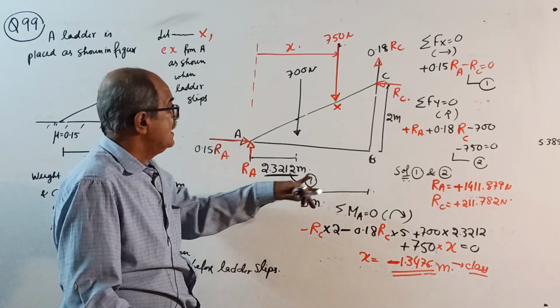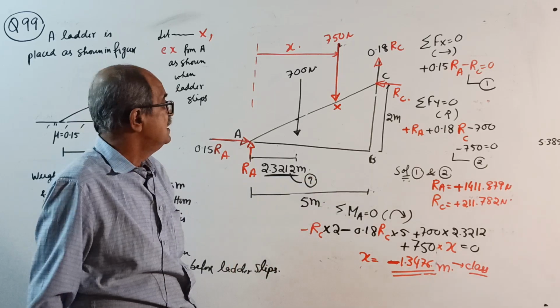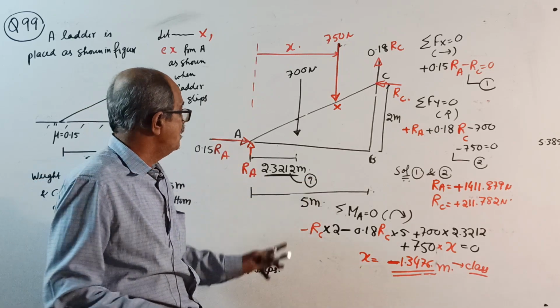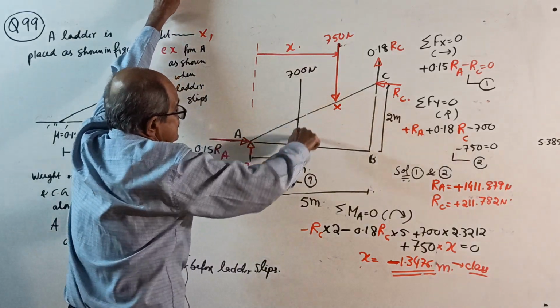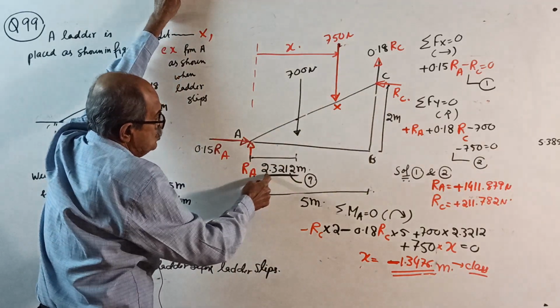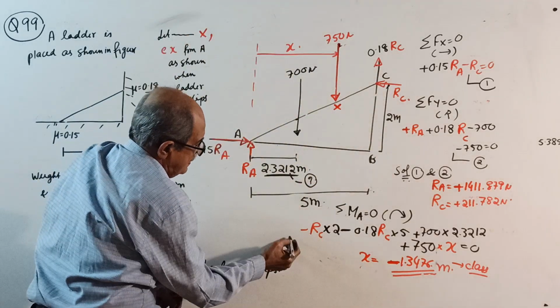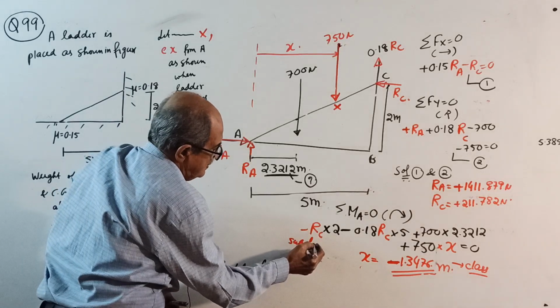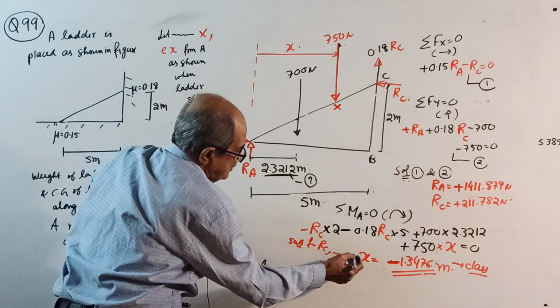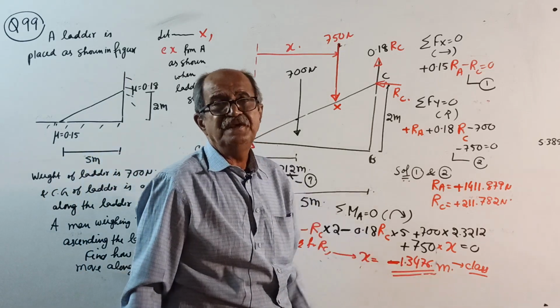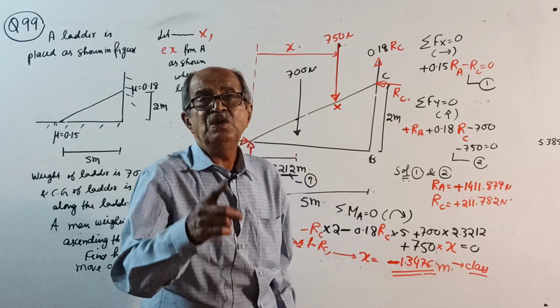Or let me complete the question. Then I will explain. Right now, put on hold. Okay, so plus 700 into 2.3212 plus 750 into x equal to 0. Then substitute for RC. Your x will come minus 1.3476 meter.